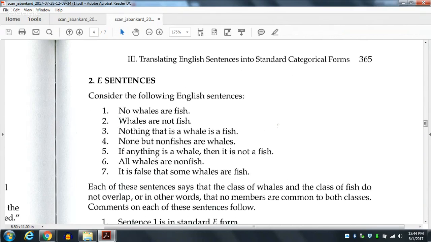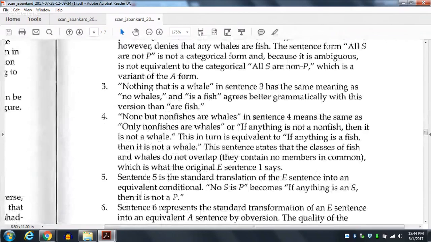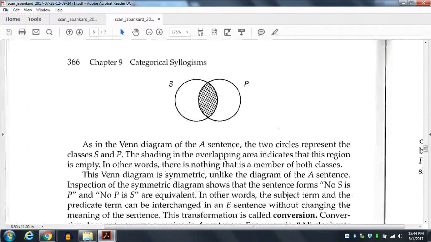Here's the key one, the conditional. If anything is a whale, then it is not a fish. No whales are fish, right? So these different English sentences get diagrammed like an E. So all the A English sentences got diagrammed like an A here. All E English sentences get diagrammed like an E right here.